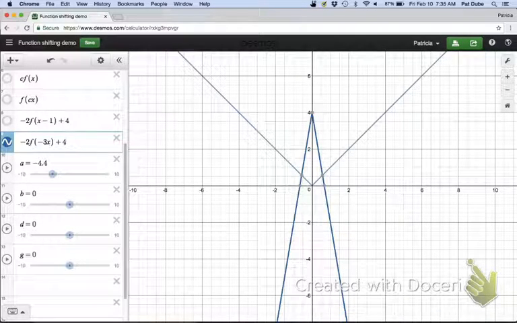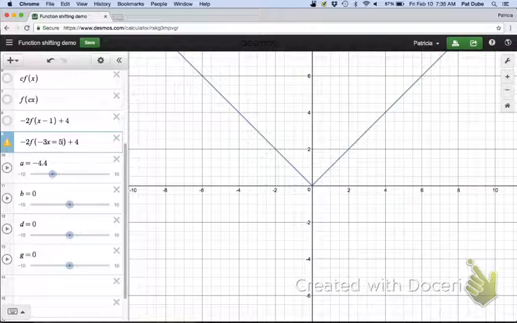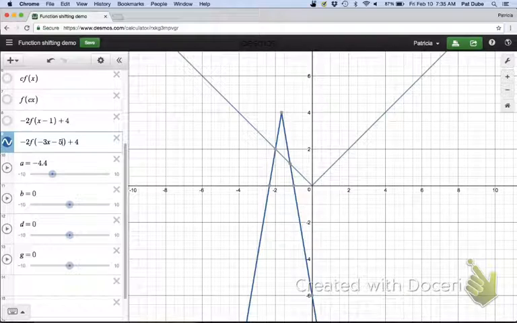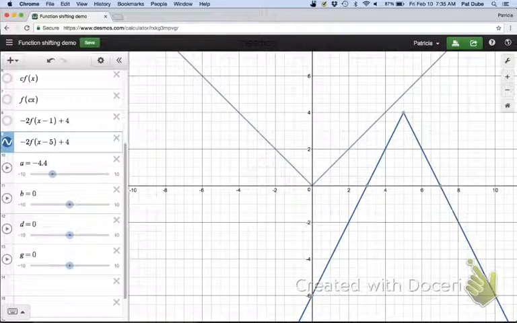Now, we're not going to deal with what happens if I do a negative 5 here. Whoops, I did an equals 5. That's confusing. Negative 5 here, because it turns out you don't shift 5 to the right. You shift 5 over negative 3. You end up shifting 5/3 to the left. So if I take that negative 3 away, it'll be what we're doing.